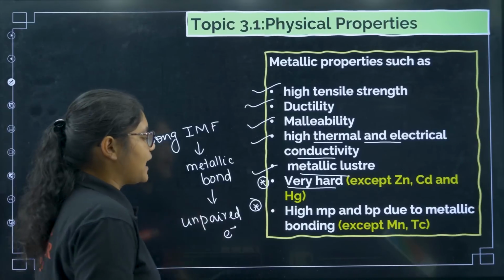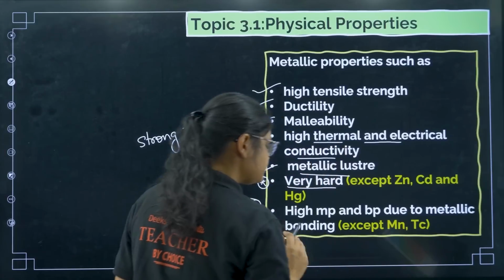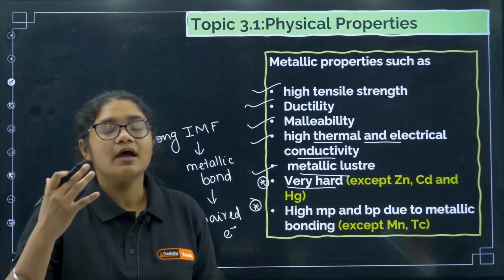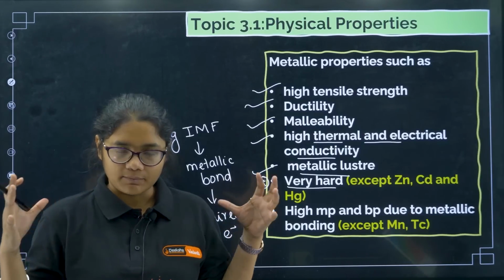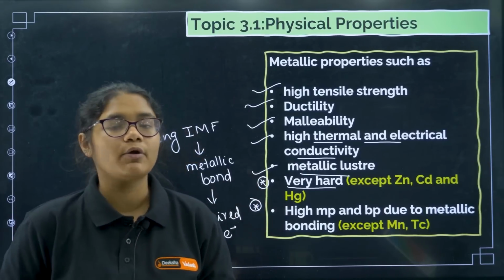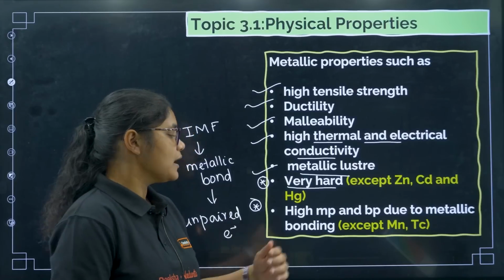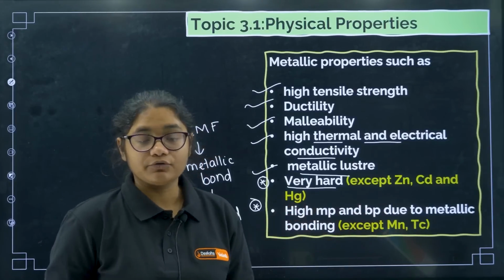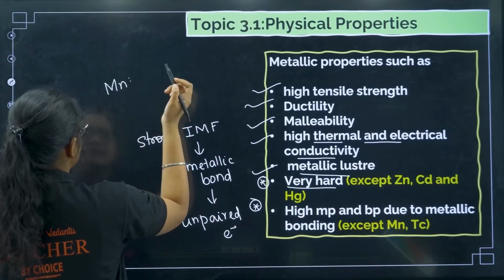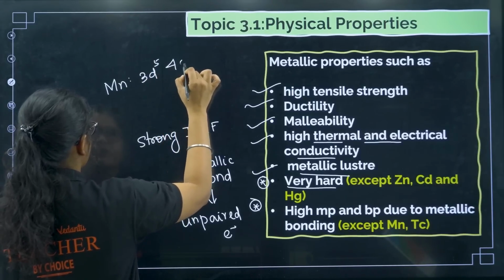Next we have high melting and boiling points due to the metallic bonding. Generally, another consequence of strong metallic bonding is that the atoms are very tightly packed, and that is why the melting point and the boiling point are very high. But here also we have an exception, that is manganese and technetium. If you see manganese, it has an electronic configuration of 3d5 4s2.